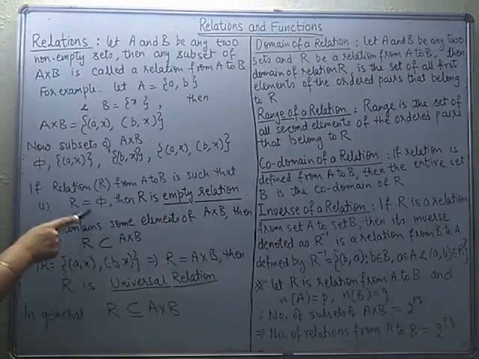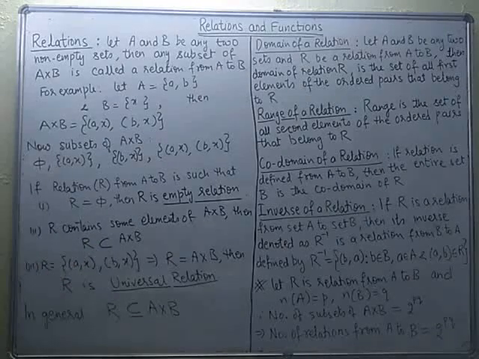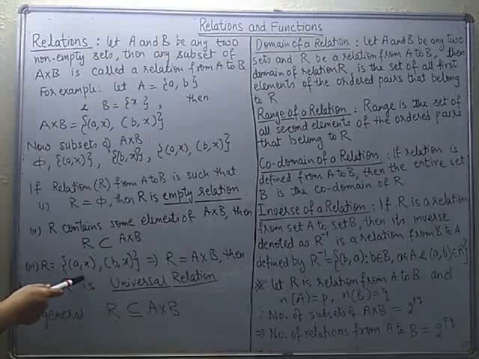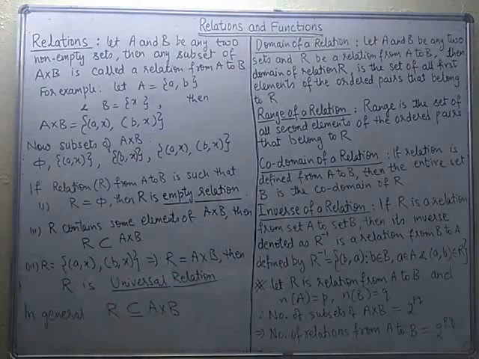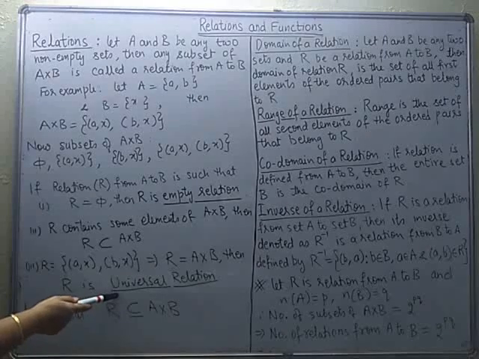So R can be a null set. It depends how the relation is defined. R can be a proper subset of A cross B. It is also possible that R is having all the pairs given in A cross B. That is how it is defined. And R becomes equal to A cross B. Then R will be a universal relation.